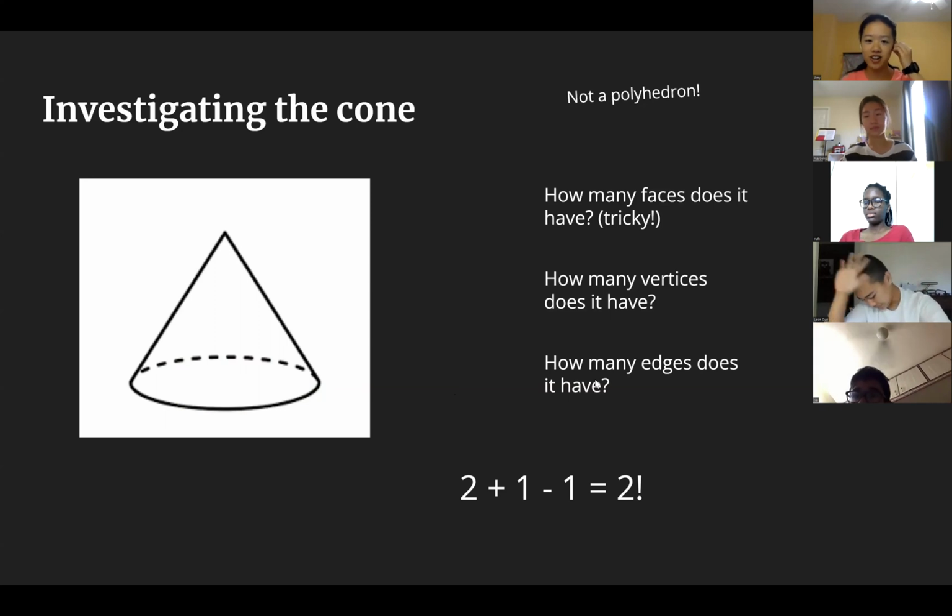Although if we're being honest, sometimes it's a little hard to classify if this top part should be a face or not, because it's curved and it's kind of a weird shape. But if we counted it out like this, then it would satisfy Euler's formula.